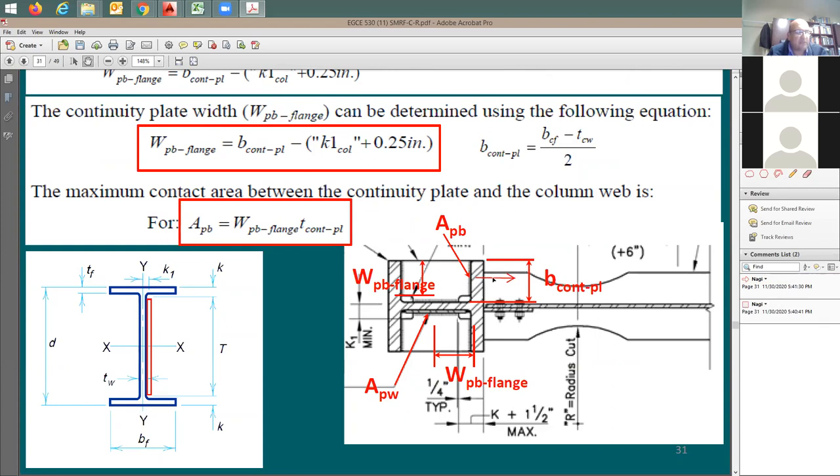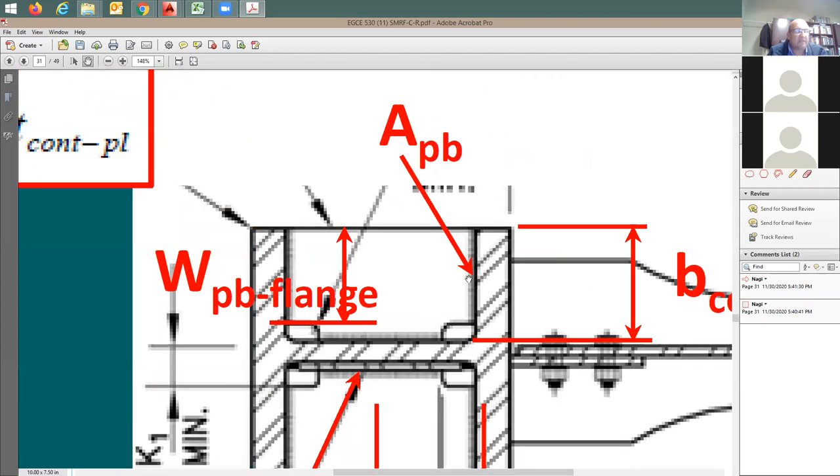This tension force, you'd like to transfer it first, all of it, as tension to this face. And this face is here, the interface between the continuity plate and the flange of the column. So you have a tension force that you'd like to push through the plate. After this, you're going to take the same force and transfer it to the web of the column. And for that, you are going to have full transfer of all the force that you have in the flange of the beam all the way to the column web.